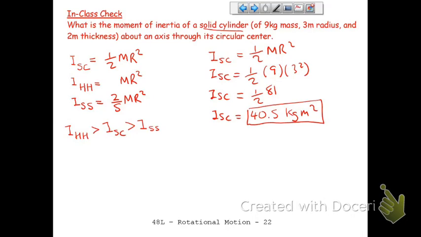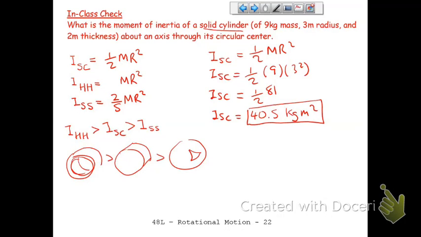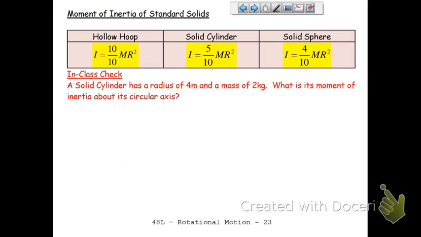So, however you want to remember it, you can visualize it. My hoop is bigger than my cylinder, which is bigger than my sphere. That's useful to remember. So in a race, like you saw in that lab, the hollow hoop lost to the solid cylinder. Because its moment of inertia was bigger, it was more reluctant to start rolling. So the hollow hoop lost.